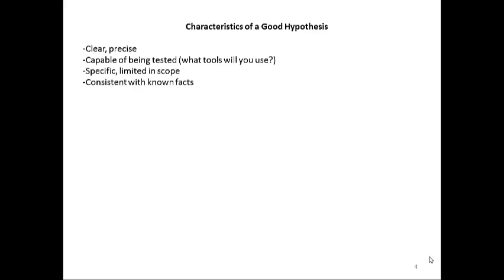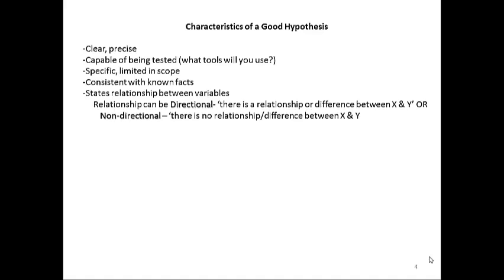Our hypothesis needs to be consistent with known facts, and this is where doing a good lit search will pay off. A good hypothesis states relationships between variables. Now, a relationship can be directional, meaning there is a relationship or a difference between 2 variables, or it can be non-directional, meaning there is no relationship between the variables. And we're going to come back to this later on in an example, but please read in your book and make a note of these distinctions in a hypothesis, a directional or a non-directional hypothesis.